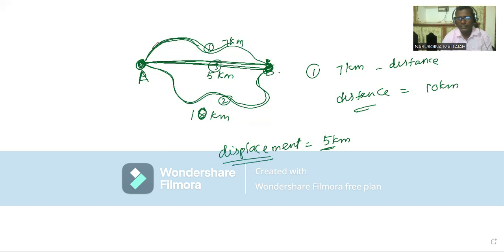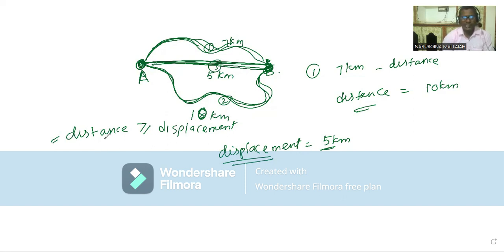A to B in this path, this path indicates distance only. This path also indicates distance only. This path is called displacement. One relation between distance and displacement: distance is always greater than or equal to displacement. This you have to remember. Distance is always greater than or equal to displacement.